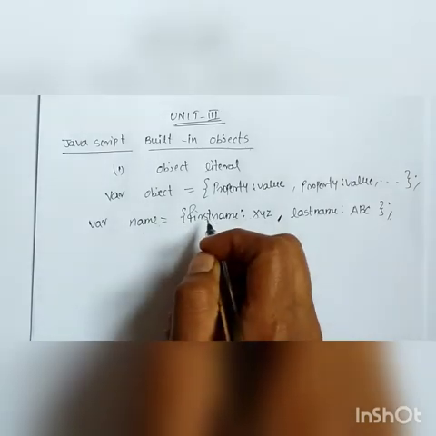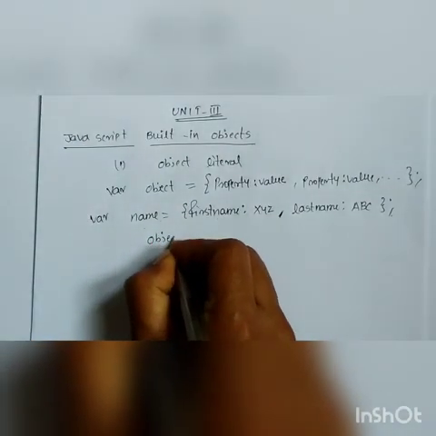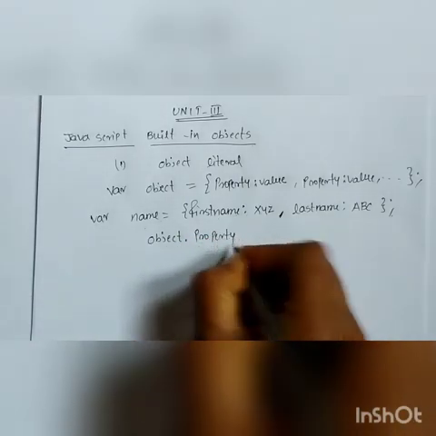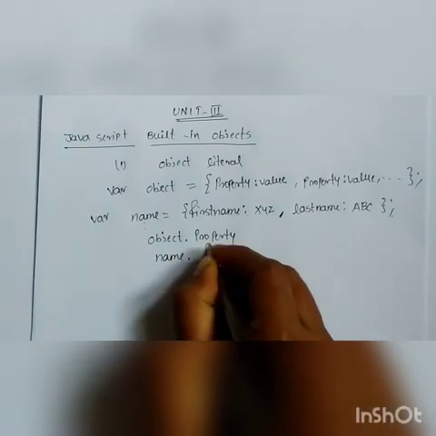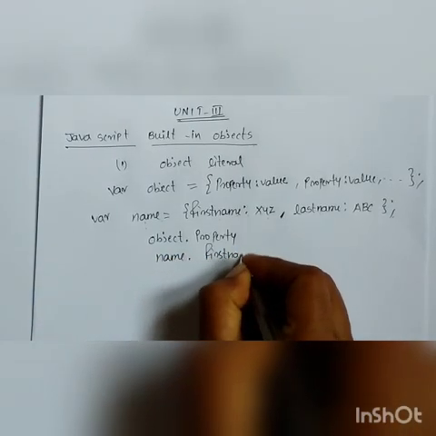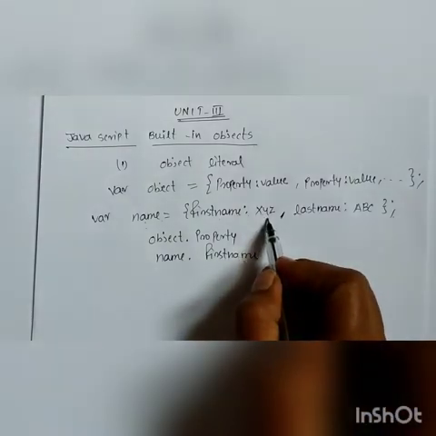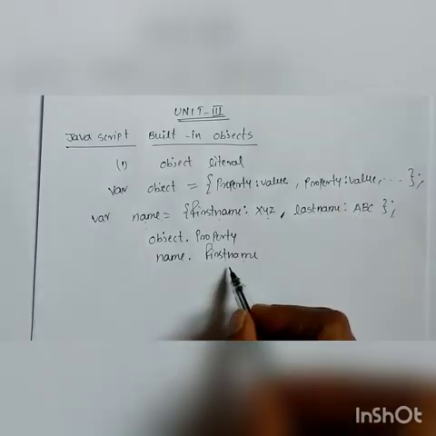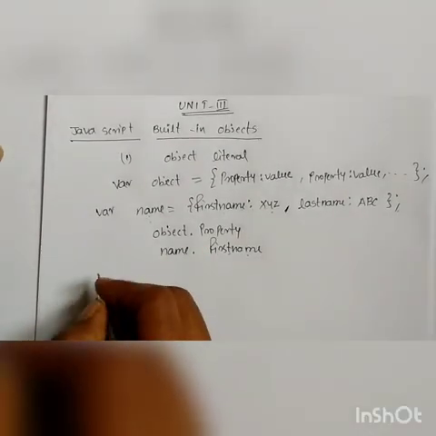How to access the properties? The properties are accessed by using dot operator, like object name dot property. So here what is the object we are taking? Name. Name dot first name. Name is an object, property is first name. Name dot first name is XYZ. Name dot last name is ABC. So this is accessing the property. This is the first method, creating JavaScript objects using literal.